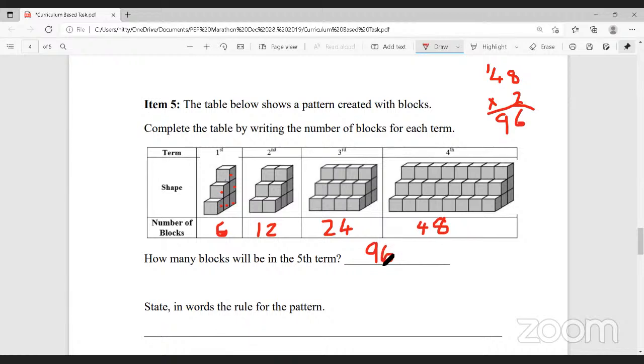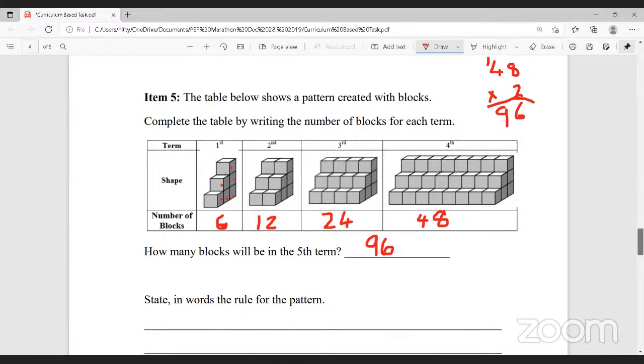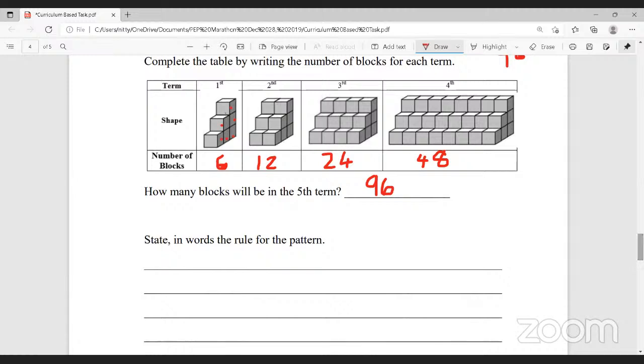Many of you have that. Very good. So we have 96 blocks in the fifth term. Now, down to figuring out the rule in words. Can you write a sentence or two to describe the rule or to tell us the rule?